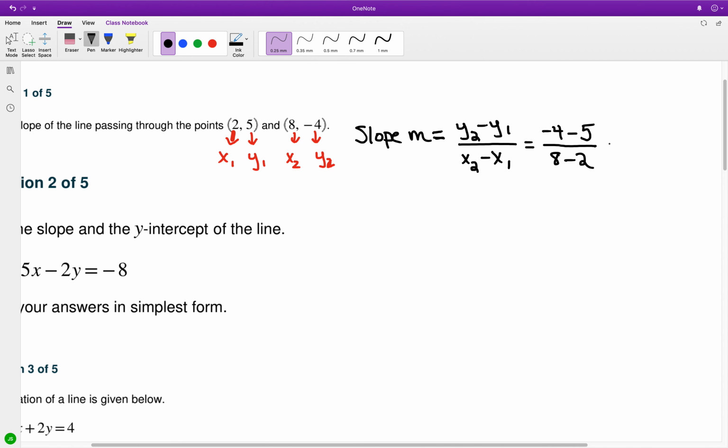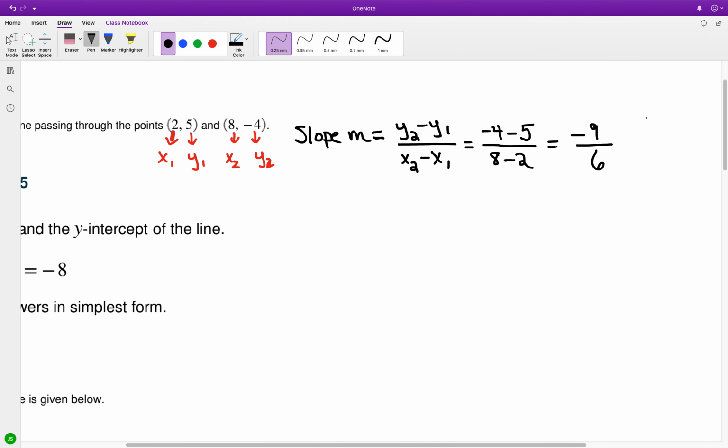So for the change in y, we have -4 minus 5, so we have -9. And 8 minus 2 is 6. And so for the slope in this ratio, we have a negative value, and this ends up at -3/2.